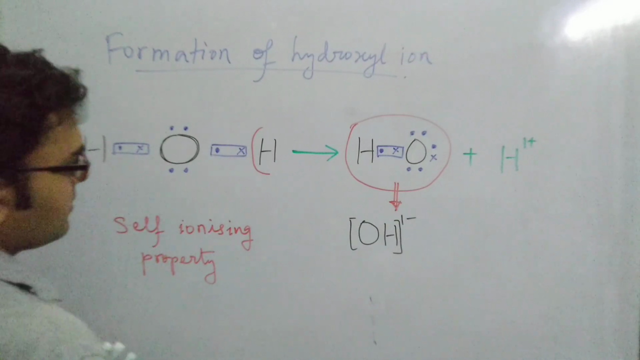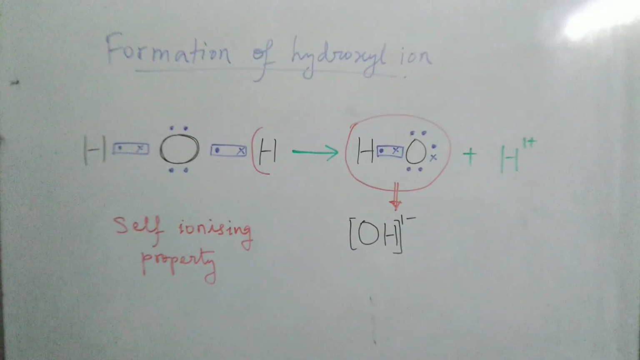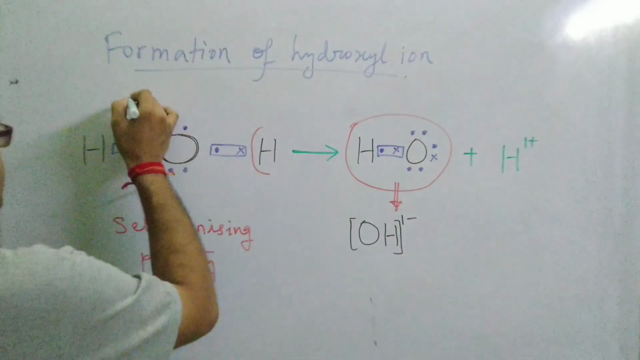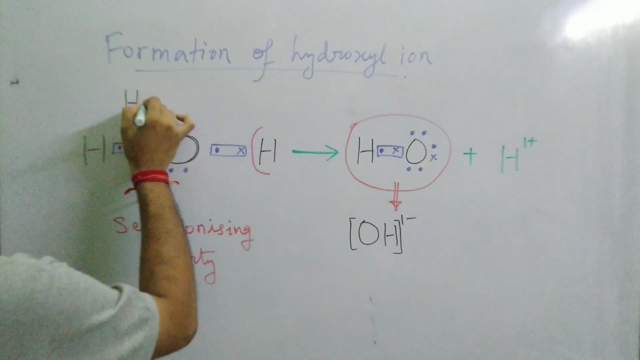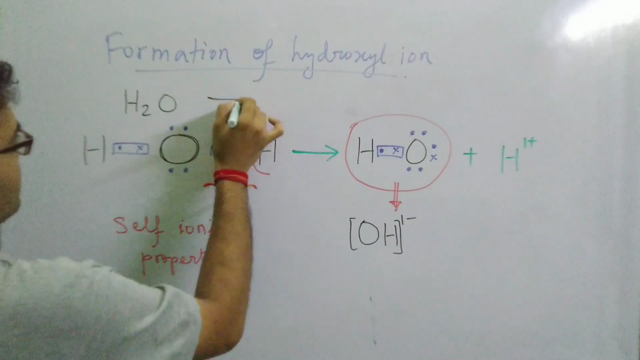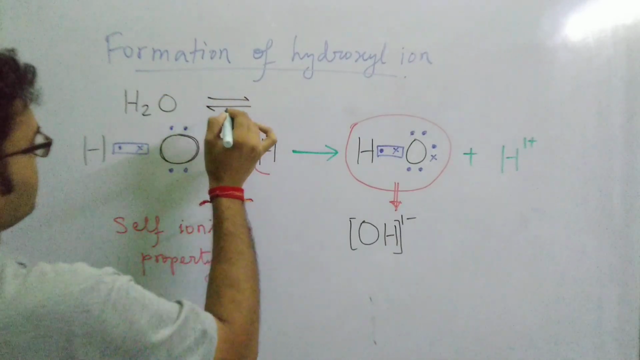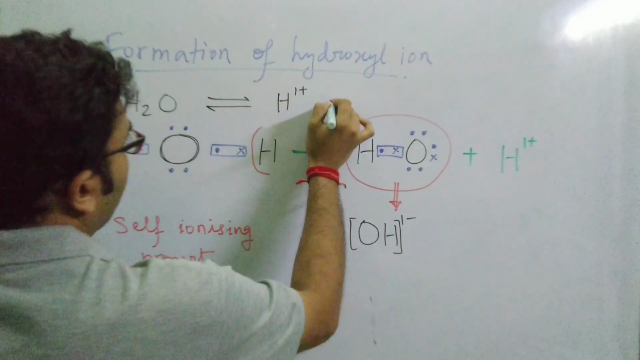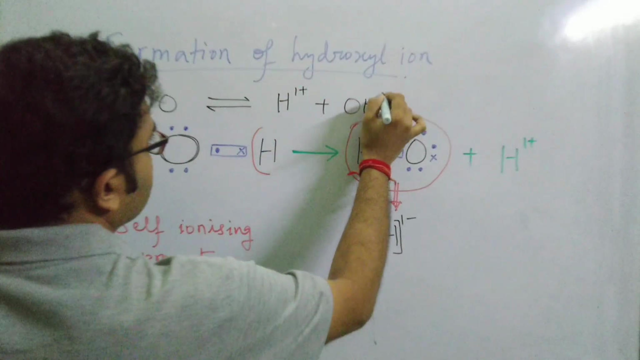So water often just dissociates into OH minus ion and H plus ion. If you write this in the equation format, H2O. This is a reversible process, so we denote a reversible sign here. H plus and OH minus ions are being formed.